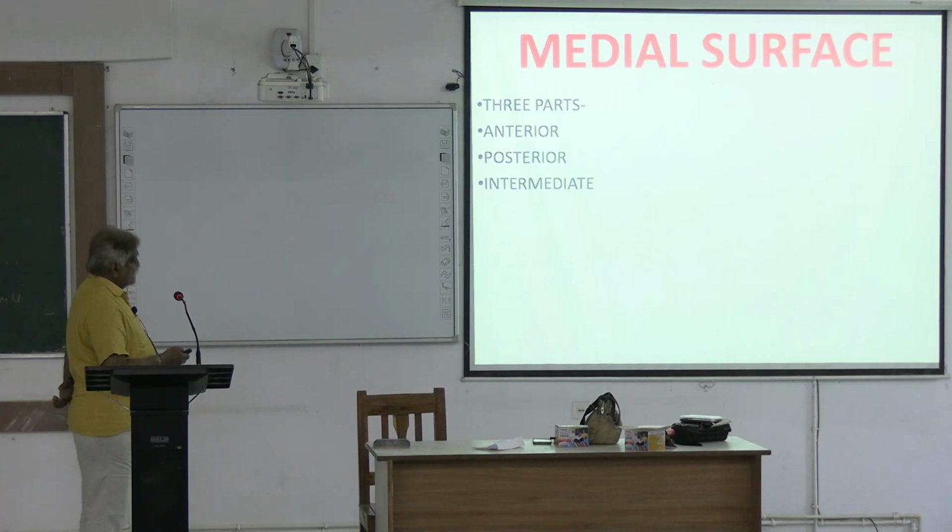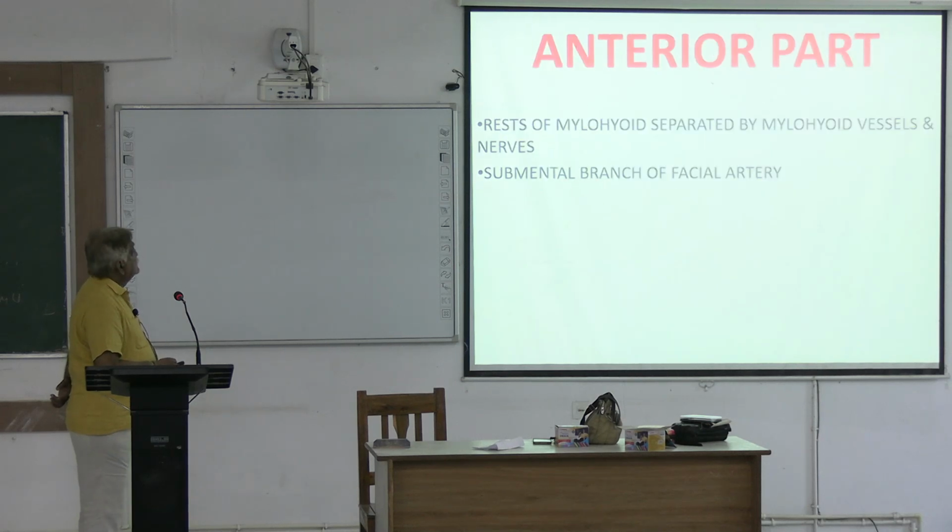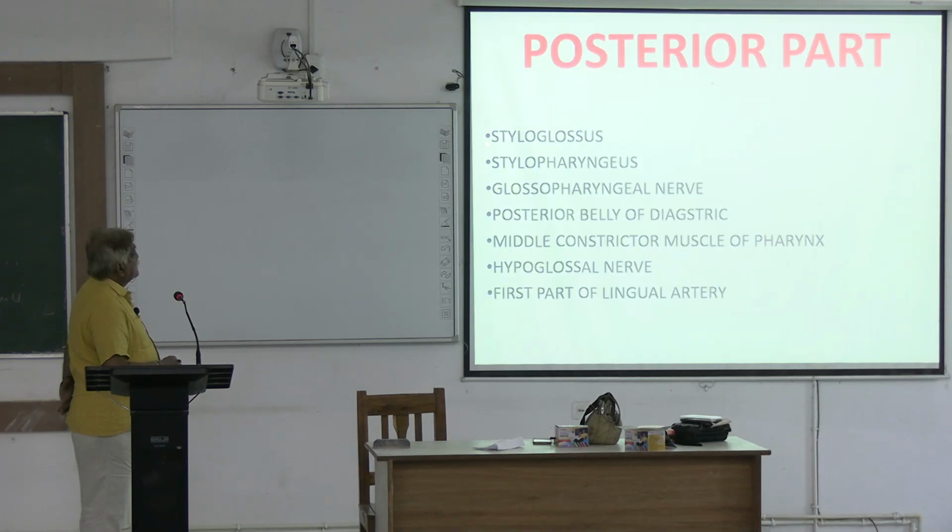Medial surface: it has three parts, anterior, posterior and intermediate. Anterior part: rests on the mylohyoid, separated by mylohyoid vessels and nerves, and the submental branch of the facial artery. The posterior part: styloglossus, stylopharyngeus, glossopharyngeal nerve, posterior belly of digastric, middle constrictor muscle of the pharynx, hypoglossal nerve, first part of the lingual artery.